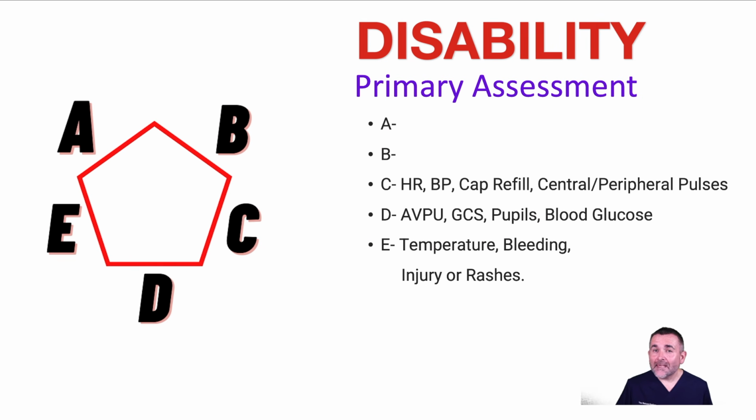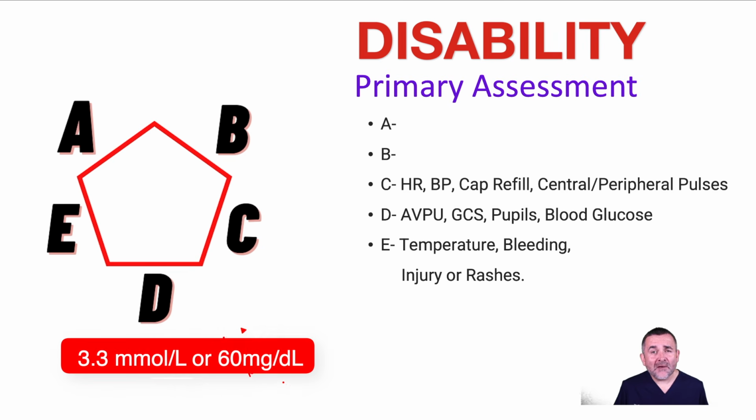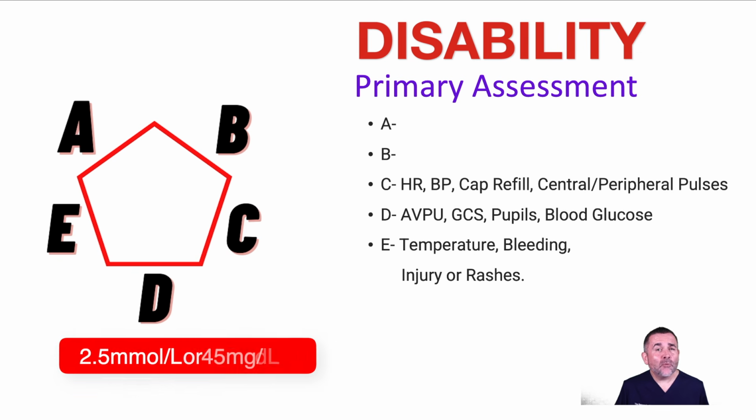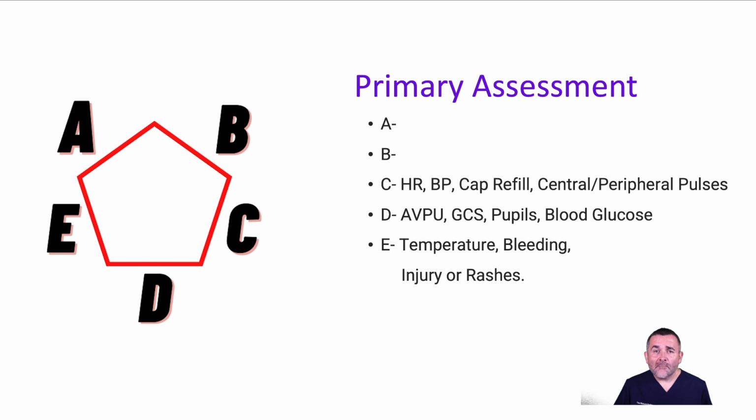For any seriously ill child, obtain a point of care glucose as soon as possible to evaluate for the presence of hypoglycemia and hyperglycemia. Infants and children should have a blood glucose concentration of at least 3.3 millimoles per liter or 60 milligrams per deciliter, and newborns should have at least 2.5 millimole per liter or 45 milligrams per deciliter. The final step of our primary assessment is exposure.